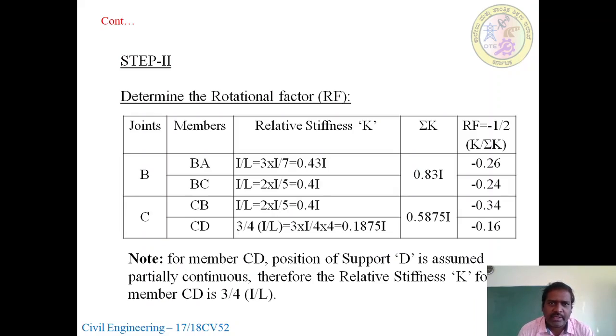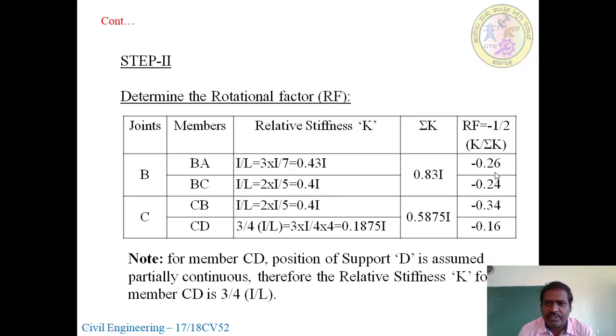Here determine the rotational factor. BA, BC, CB and CD: we are considering the two joints B and C. If you consider joint D also, the K value for the overhanging case will be 0. We have already studied this. Here in the third column, we have to determine the K value and the summation of K, and directly we will consider the rotational factor equal to minus half into K by summation of K.